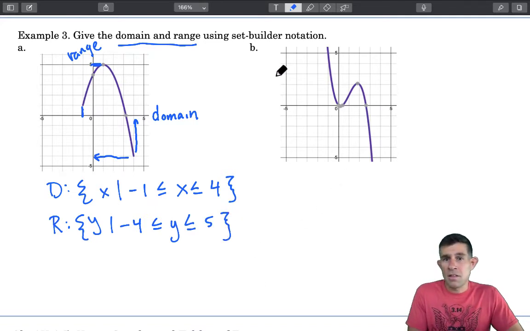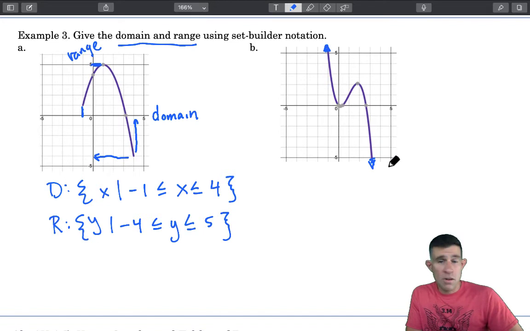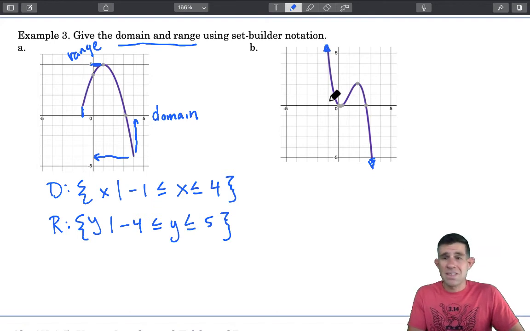All right, in this second example, we actually get a bit of a different case here. You'll notice that this graph continues from off of the screen here. It's kind of like an arrow being on it, and it goes off the screen. So how do we write domain and range for a continuous function that seems to keep growing in both directions? All right, let's talk about that.